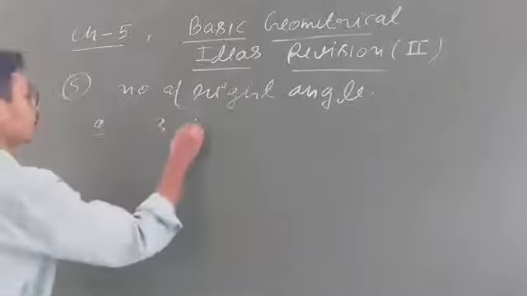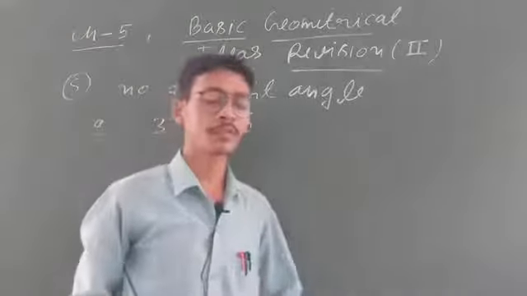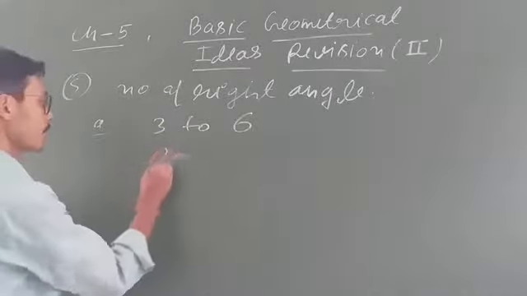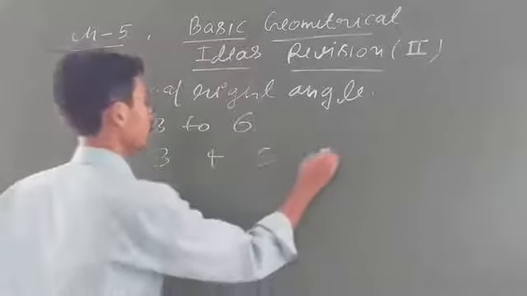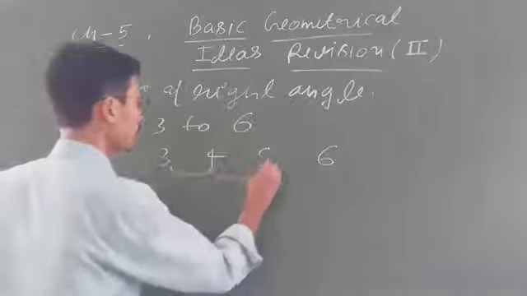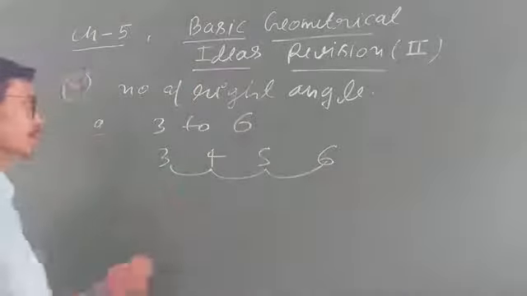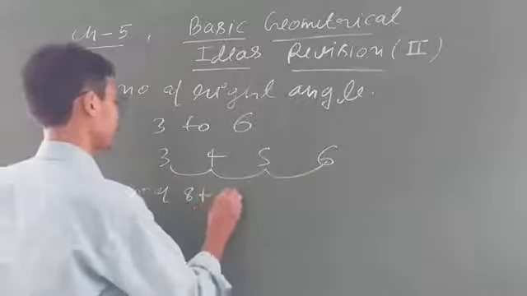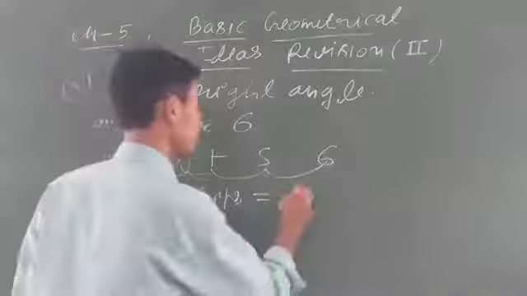Look, 3 to 6. This is a very easy question, only you have to focus. Look, 3 to 6, students. How many steps? 3, 4, 5, 6. Like the previous question we discussed yesterday: 3 to 4, 4 to 5, 5 to 6. Total number of steps, students? Number of steps is equal to 3.